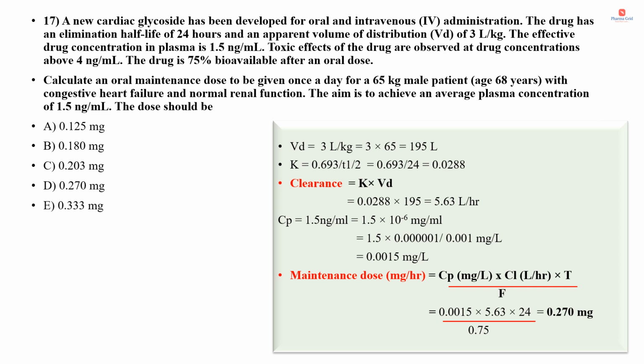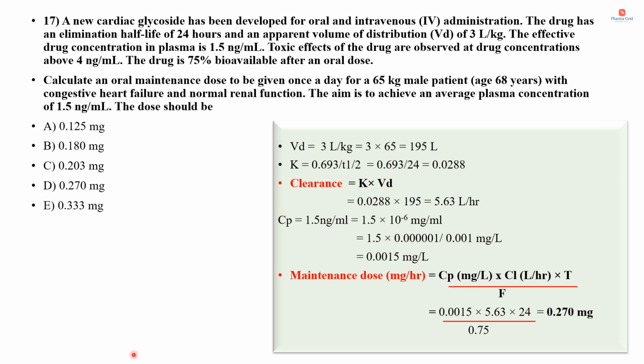The drug is 75% bioavailable after an oral dose. Calculate an oral maintenance dose to be given once a day for a 65 kg male patient, age about 68 years, with congestive heart failure and normal renal function. The aim is to achieve an average plasma concentration of 1.5 nanogram per ml. The dose should be. So in this question, we need to calculate the maintenance dose.